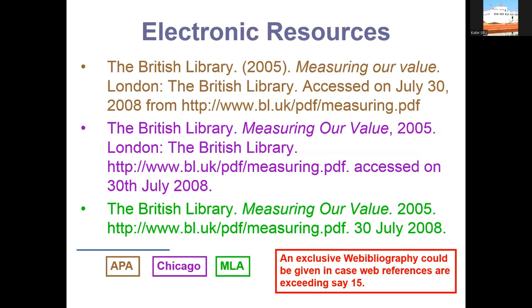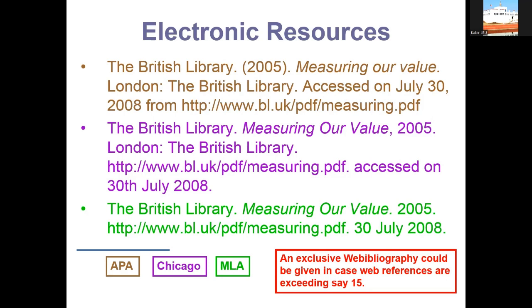How can the websites be given in the bibliography? How can we give the references of the matters which have been taken through the electronic mode, through Google, through the websites and other things? So see how you have to put it. Suppose you have taken British Library 2005, Measuring Our Value, from where the British Library comes, from London. Then British Library, accessed on July 30th, 2010. So you have to put the date on which you have downloaded or consulted this matter also.